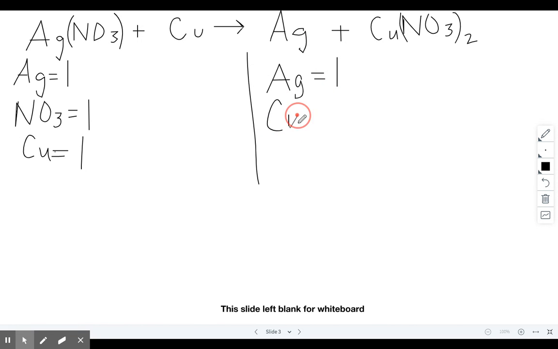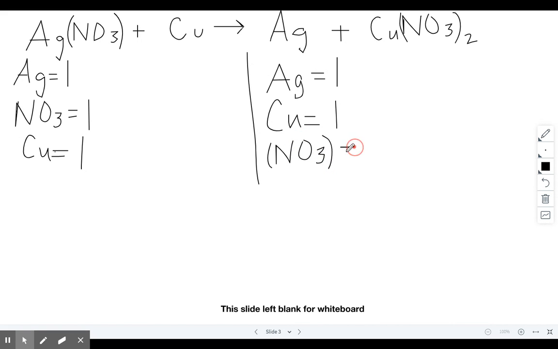Then I count my copper. Now this 2, remember, only affects who's in the parentheses. So that 2 is not for the copper. He doesn't have a number behind him. If he doesn't have a number, he's a 1. And then I count the number of NO3 that I need to make this formula. The total amount of NO3 is just 2.